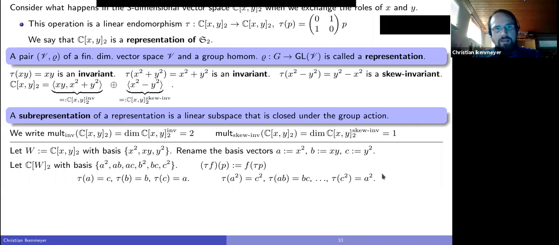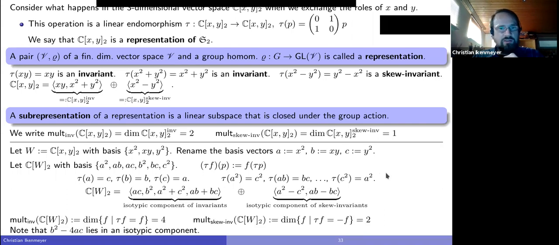And you can, again, in the six-dimensional vector space, search for the invariants and the skew invariants. And you find some. You find that these four here are all invariant, and these two here are skew invariant. And actually, this always works. If you have any finite-dimensional vector space and you have an action of S2, it will always decompose into invariants and skew invariants. Here, the multiplicity of the invariants is 4, the multiplicity of the skew invariants is 2.